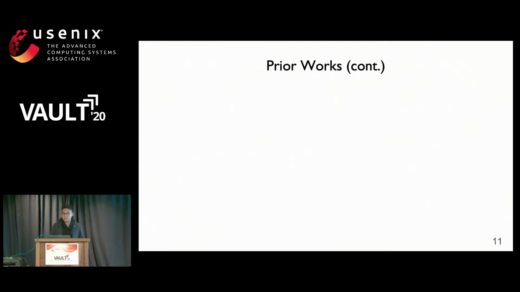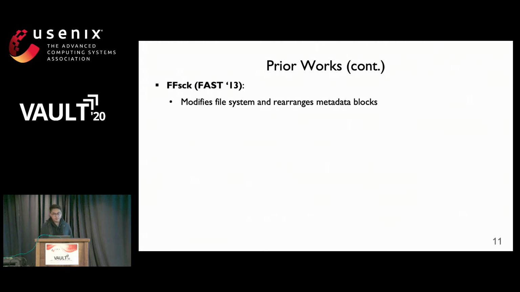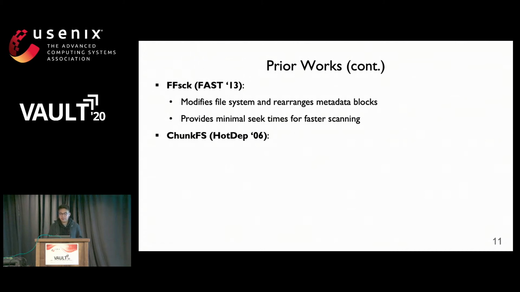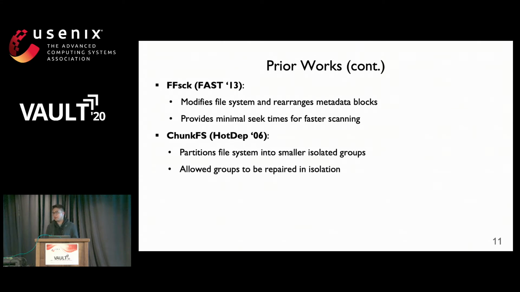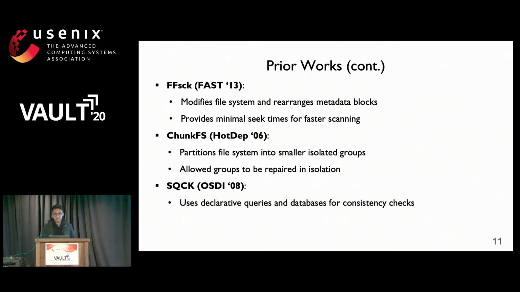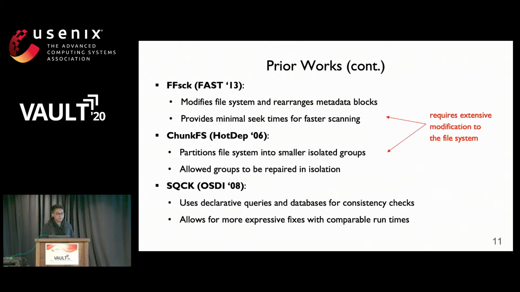As for other approaches, FFSCK modified the file system and rearranged metadata blocks, which provided minimal seek times for faster scanning. chunkfs, on the other hand, partitions the file system into smaller isolated groups, which allowed these groups to be repaired in isolation. Finally, SQCK uses declarative queries and databases for consistency checks, which allows for more expressive fixes with comparable runtimes. However, FFSCK and chunkfs require extensive modification to the file system, and SQCK requires a complete overhaul of the checker itself.